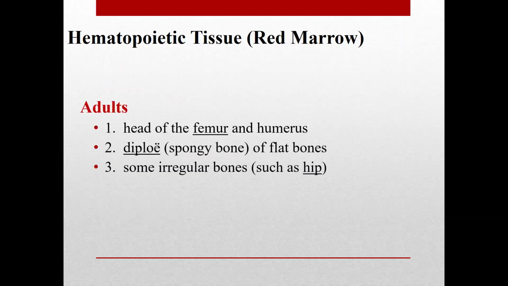All right, these are the regions where we see our red bone marrow. Like I said, we see it in the head of the femur and humerus, which is the proximal epiphysis. We see it in the hip bones and the flat bones. These are the primary areas for red bone marrow.